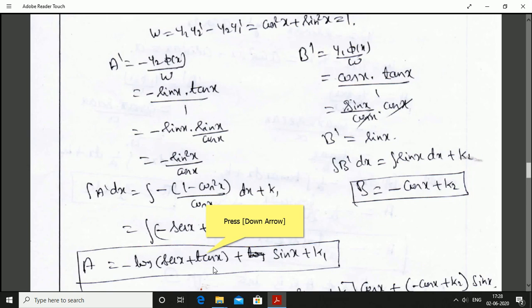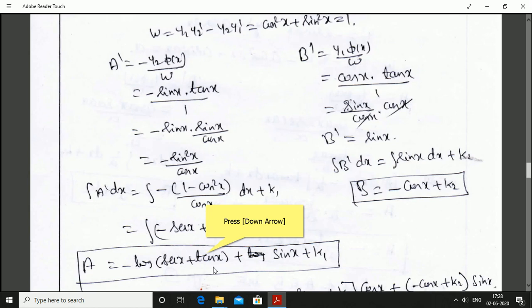Similarly, b dash is equal to y1 into phi of x divided by w. y1 is cos x, phi of x is tan x, w is 1. Again I have written tan x as sin x by cos x, into cos x, 1 by cos x gets cancelled. b dash is equal to sin x. It is integrable. On integration, integral of b dash into dx is equal to integral of sin x into dx plus k2. Integration of sin x is minus cos x plus k2.